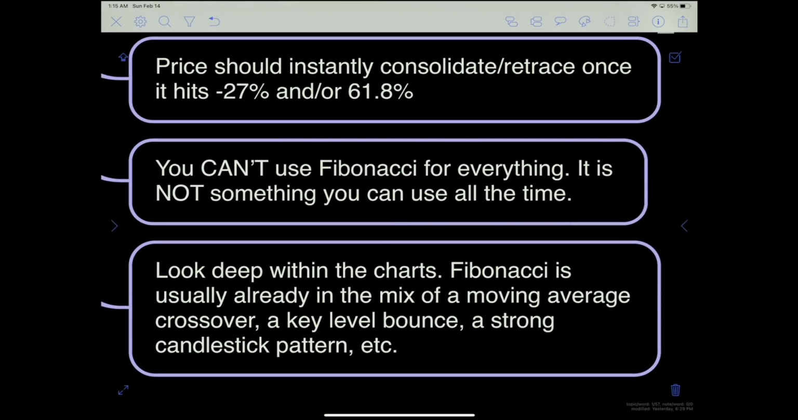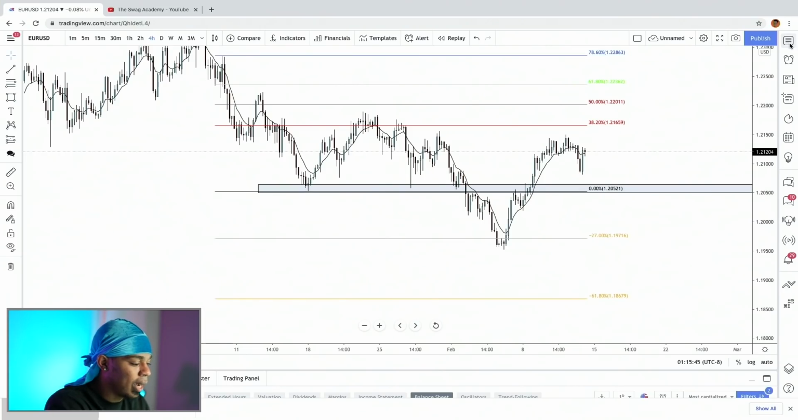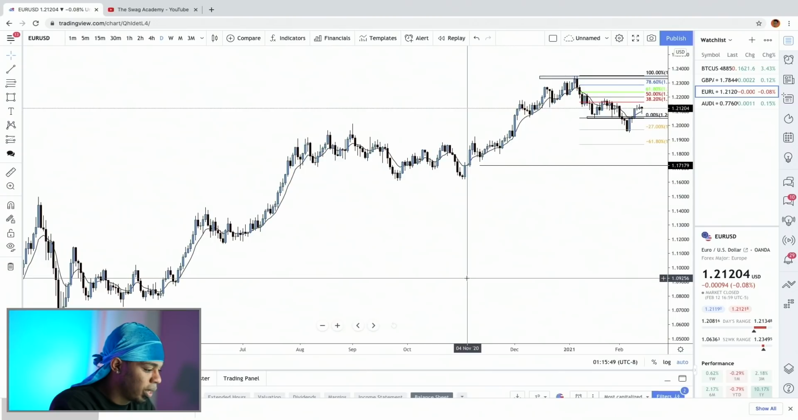You never know what price is gonna do, which brings me to my last point, or my last 2 points. You can't use Fibonacci for everything. It is not something you can use all the time. So if I can go to my charts really quick, you guys can see clear as day that, go to daily really quick just to kind of make it easier for you guys.